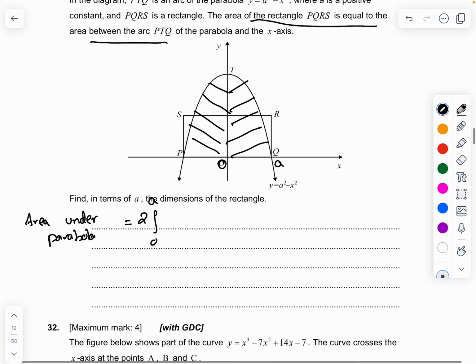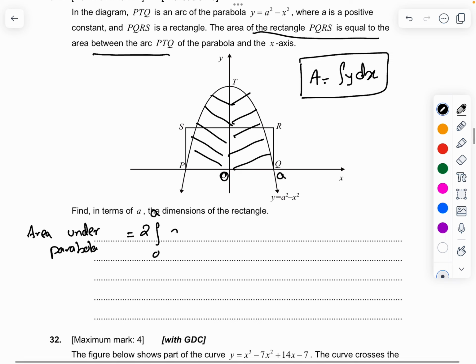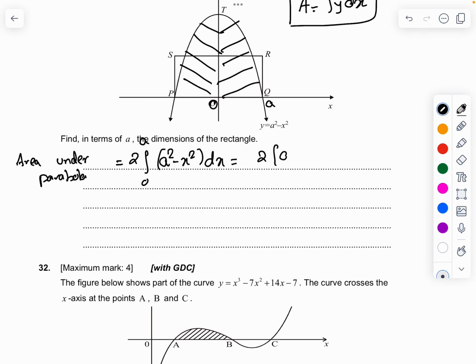Every time remember, the formula for area is integral y dx. So y is a square minus x square, dx. Now when I do the integral, a square integrates to a square x, and x square integrates to x cubed by 3, from 0 to a. When I simplify that, you will get 4 by 3 a cube. That is the area under the parabola.